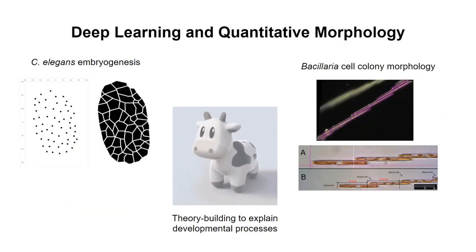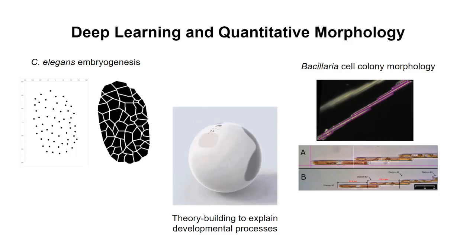And so one of the things we're interested in is deep learning and quantitative morphology. On the right, you see this example of C. elegans embryogenesis being segmented into individual cells and then into these cell centroids, which represent not the nucleus of the cell, but the center of one of these segmented cells. And so we can track those things in space and in time as they divide and are born.